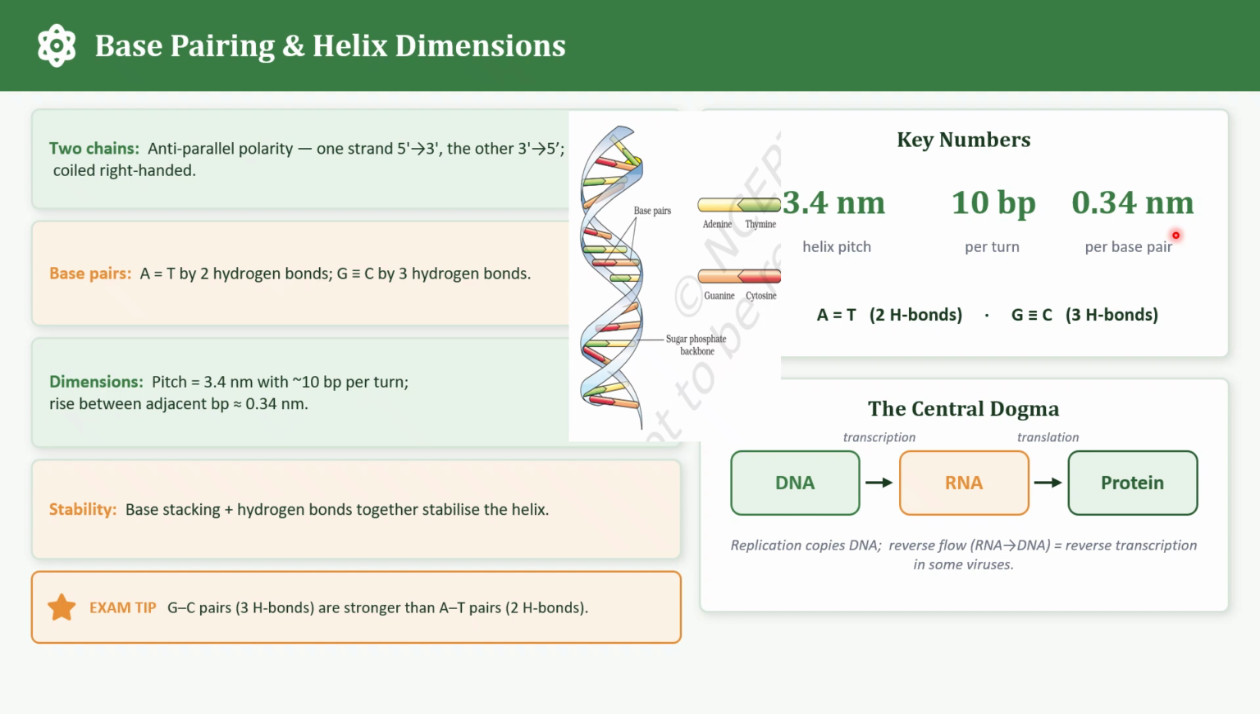So these numerical values are very important for your board examination. Don't forget it. Yes, write and see, all these things are very important.